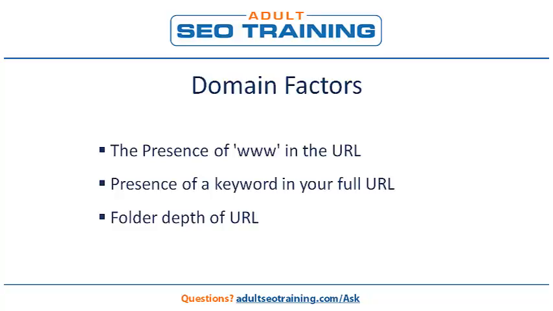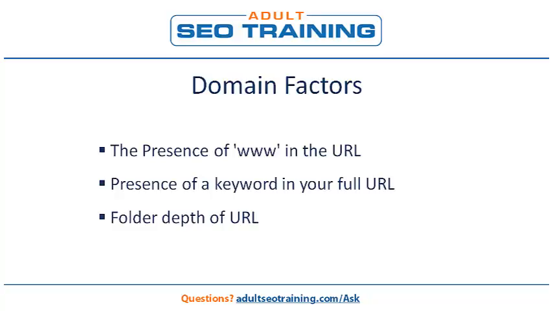All right, next we have the presence of a keyword in your full URL. Now, this one's a little bit different than having a keyword present in your domain, because this factor refers to a keyword anywhere within your full URL. For example, domain.com/freepornvideos.html is a URL that contains a keyword.